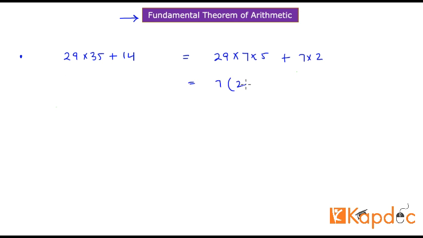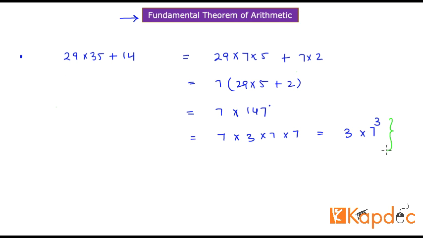7 comes out, inside the parenthesis will be 29 times 5 plus 2, which is 7 times 147. And when you break down this 147 into its prime factors, it will be 7 times 3 times 7 times 7, or it is equal to 3 times 7 to the power 3, right? So what we have really obtained here is a unique combination of these prime numbers that is equal to this original number that we began with.